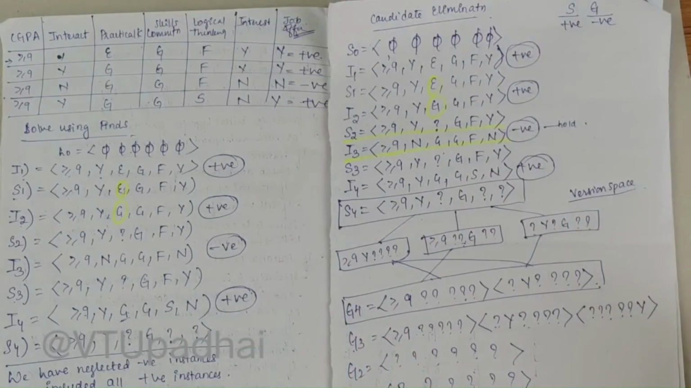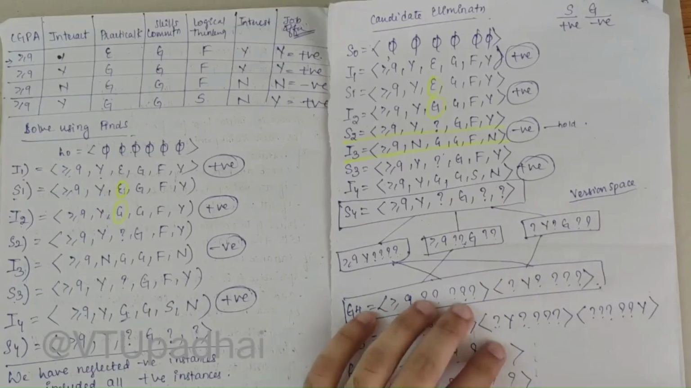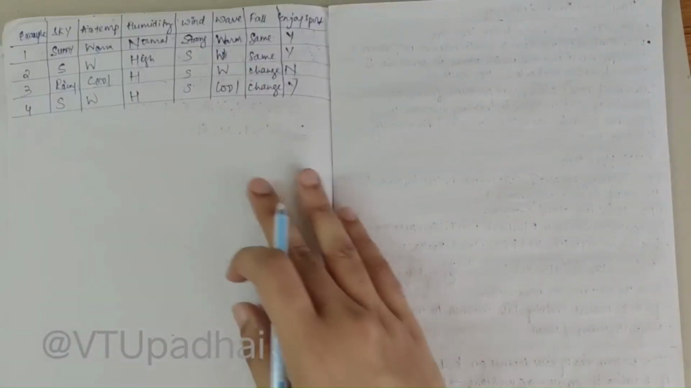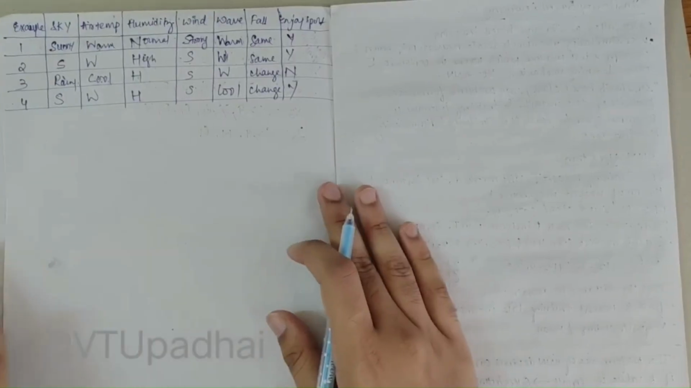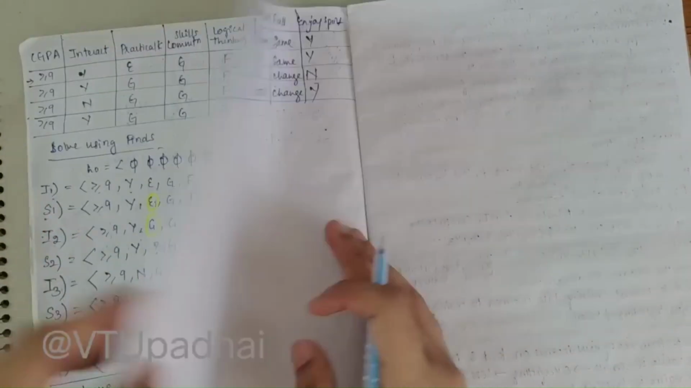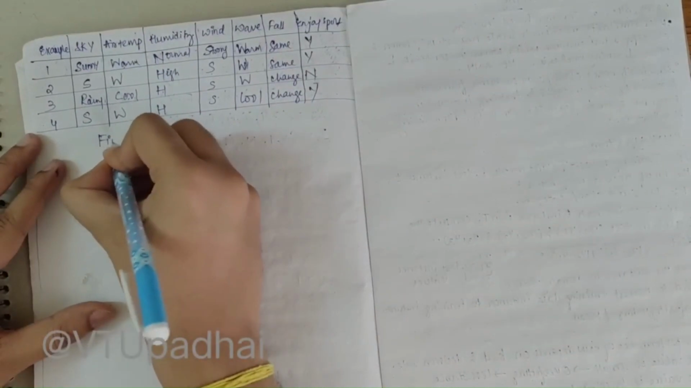So if you have an option between Find-S and candidate elimination, I would say go with Find-S because it's pretty simple and you can solve it very easily. Next, we have another question here for Find-S and candidate elimination.